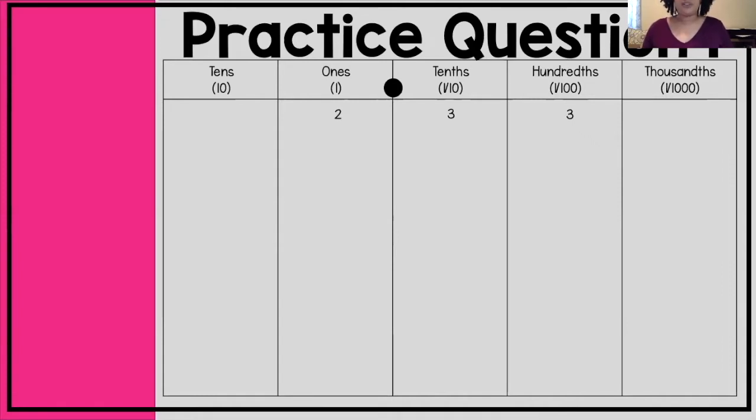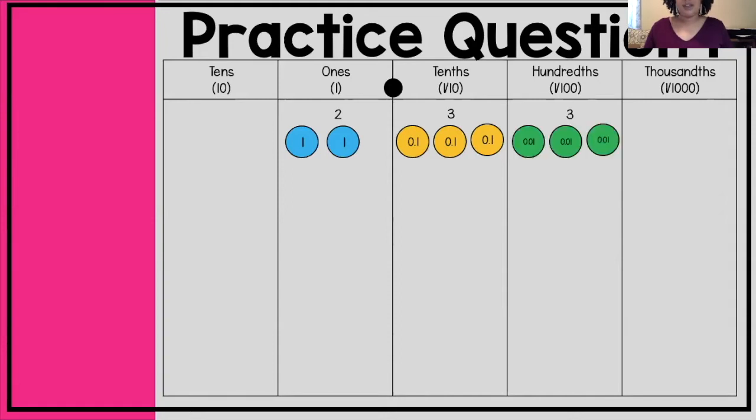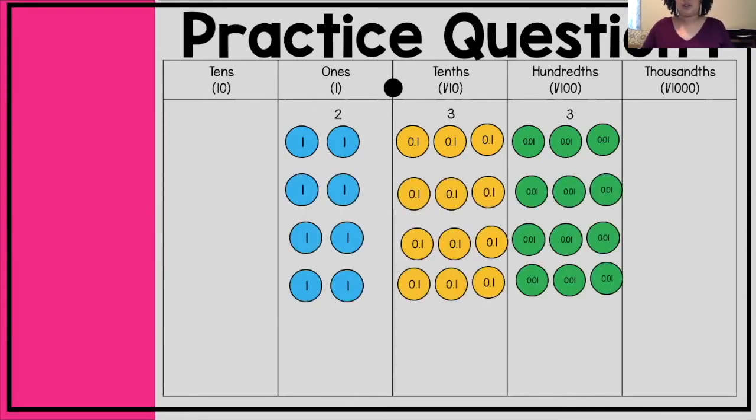Now I'm going to place my place value discs that match 2 and 33 hundredths. So that's 2 ones, 3 tenths, and 3 hundredths. Now because we're multiplying times 4, I have to create my number with my place value discs 4 times. So now you can see I have 2 ones 4 times.